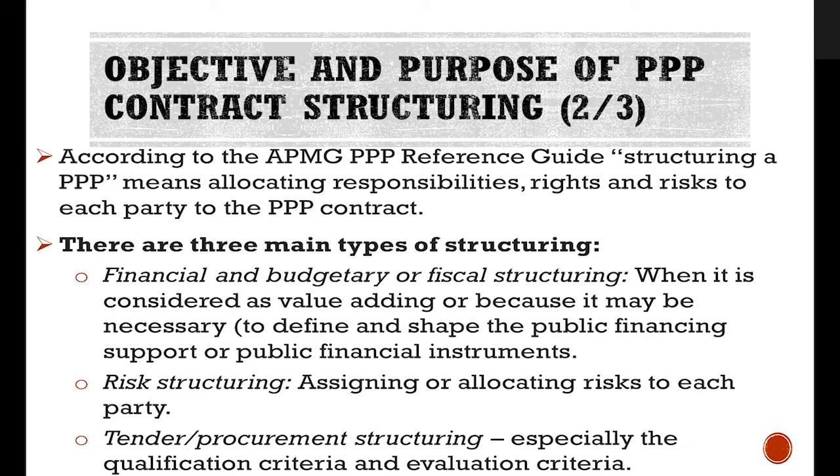So there are three main types of structuring. You want to talk about the financial and budgetary or fiscal structuring, because PPPs, as in the case of user pay, are meant to be a relief to budgetary commitments of government, but it doesn't strictly mean government might not have one or two financial commitments here and there. And in the case of actual government pay, it really means that government has pockets of financial commitments. And so you want to structure it clearly such that you are clear on the financial, fiscal or budgetary obligations from the private sector side, and equally from the public sector side.